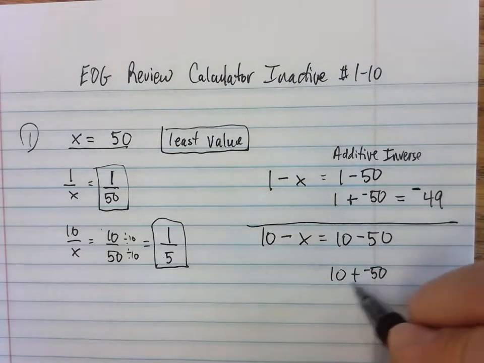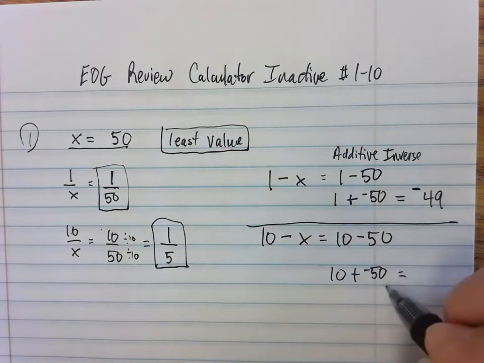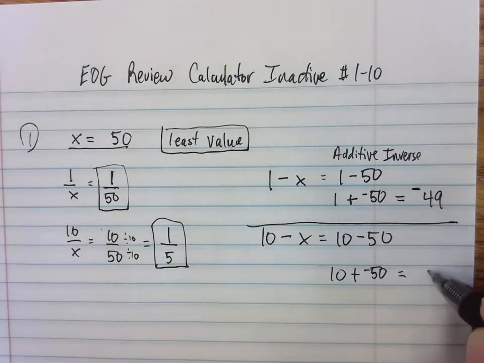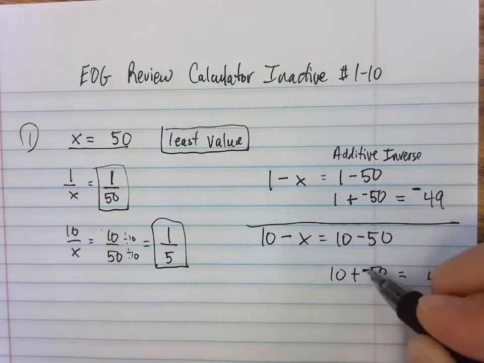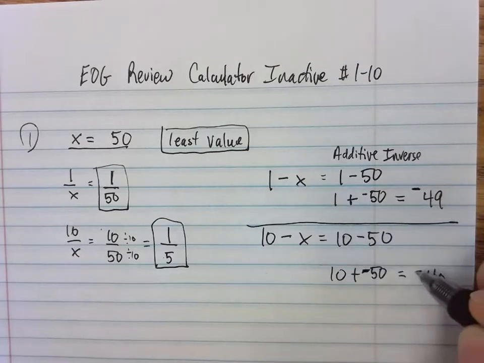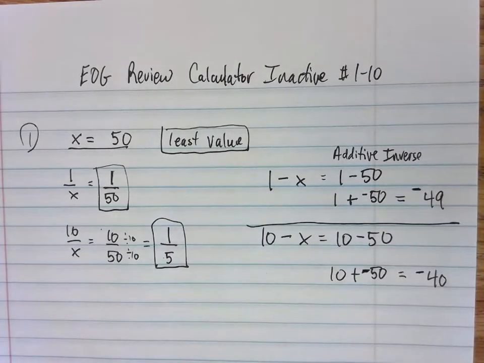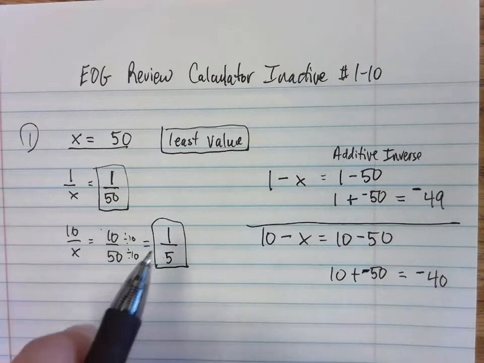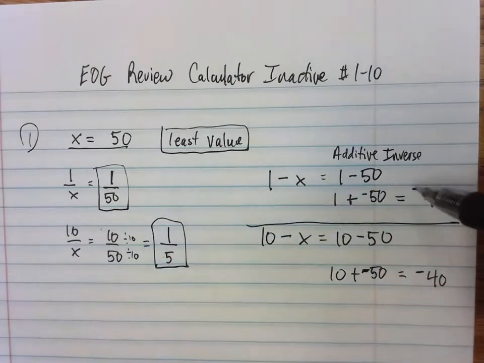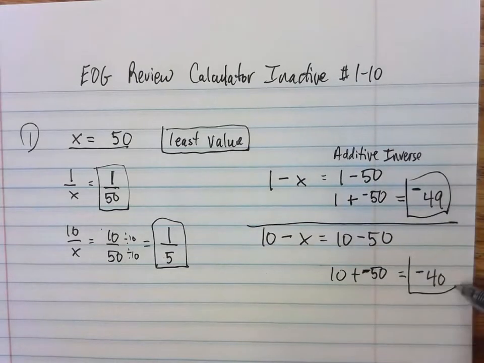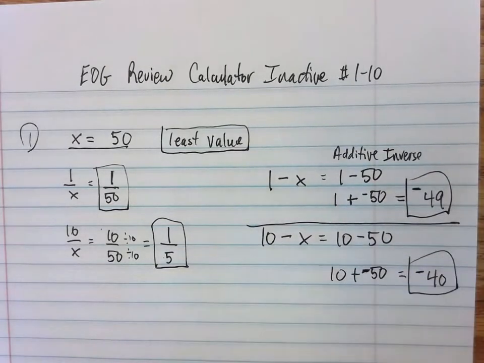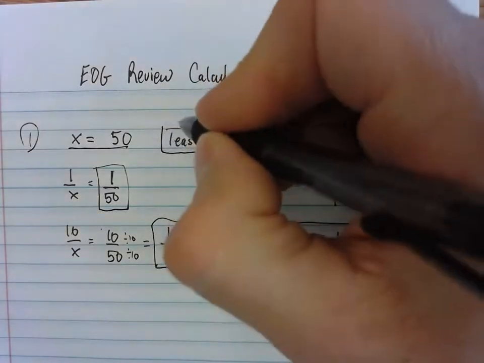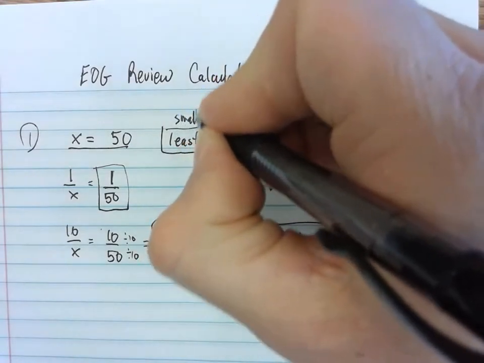And here, same thing, since they're different signs, you really want to subtract them and keep the sign of the bigger number. So if you subtract those, of course, that's 40. And if we keep the sign of the bigger number, of course, 50 is bigger than 10. So that would be negative 40. So if you look at all of those answers, 1/50th, 1/5, negative 49, negative 40, okay, negative 49 is there, negative 40 is there. Which one of those is the least value? Okay, least, of course, in this case, meaning smallest.